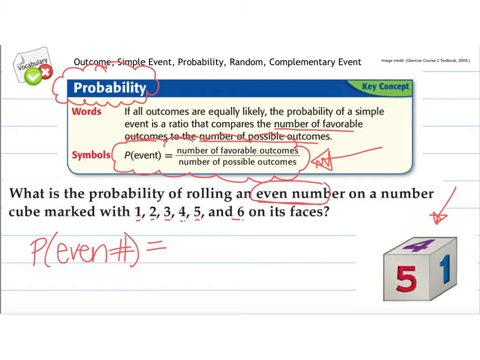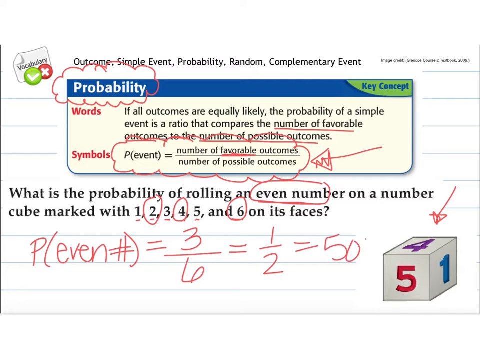What is the probability of rolling an even number? Well, I know 2 is even, 4 is even, and 6 is even. So I have 3 outcomes that would be favorable, which means that's what we want. We want an even number. Out of the total number of possible outcomes, we have 1, 2, 3, 4, 5, 6. So 6 total outcomes. Then we always write it in simplest form. We know 3/6 is 1/2. So the probability of rolling an even number on a number cube would be 1/2.